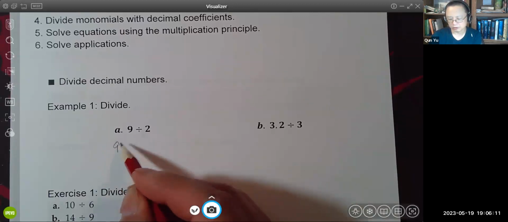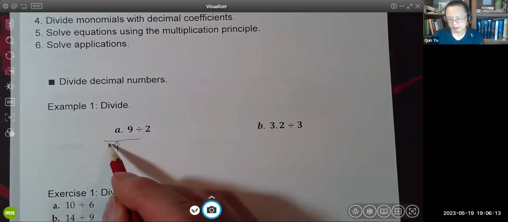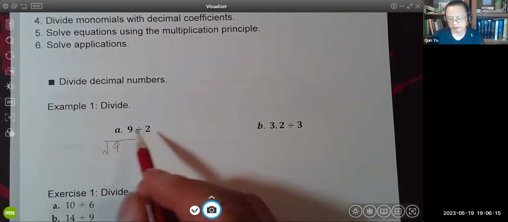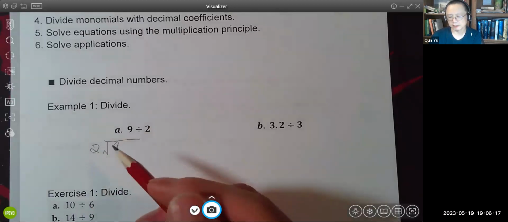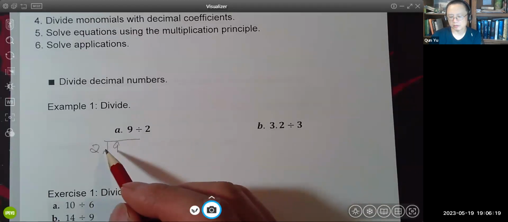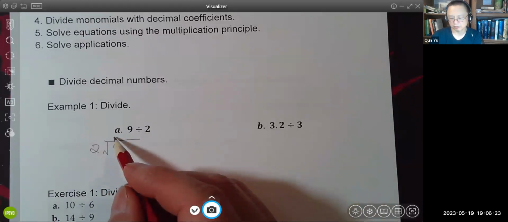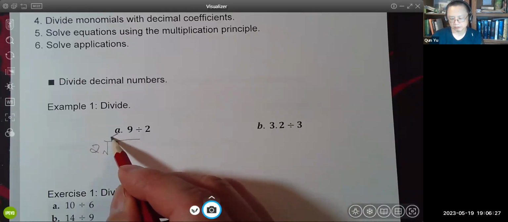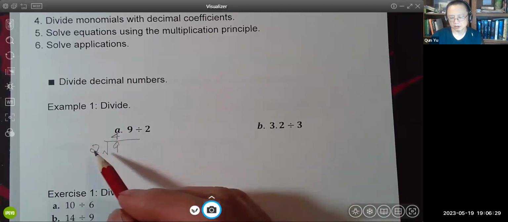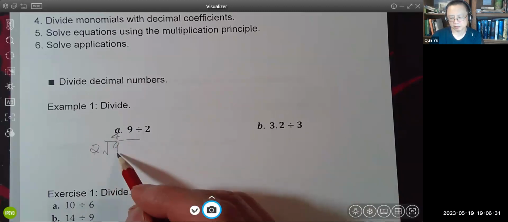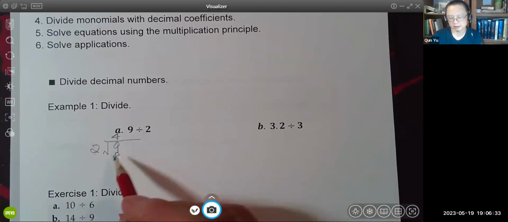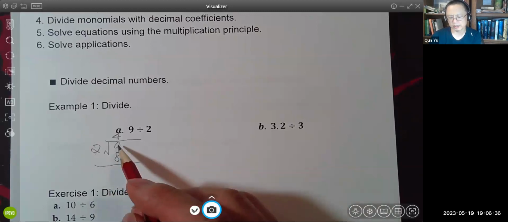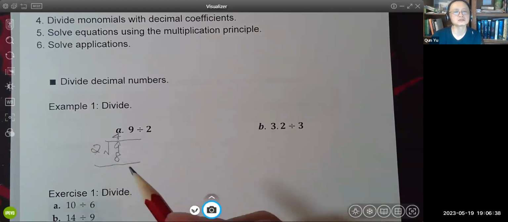So we put 9 inside this division symbol and this divisor outside. Now we ask this question: how many 2s in 9? How many whole 2s in 9? There are 4 of those because 5 will be more than 9. So put 4 up here. Then you multiply this together. 2 times 4 is 8. Put it underneath this digit, and then do a subtraction to get the remainder.